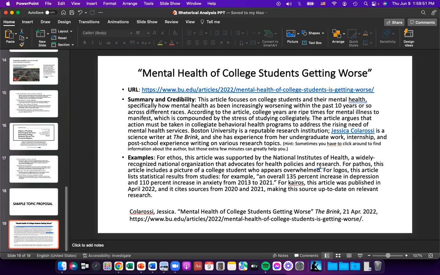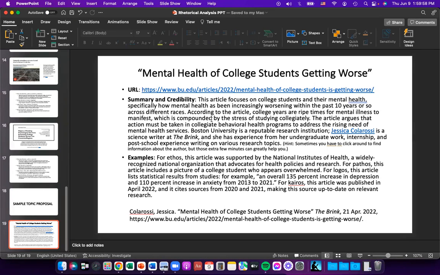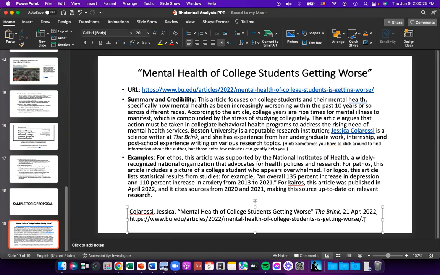For pathos, it includes a picture of a college student who looks distraught, looks overwhelmed somehow. For logos, it talks about statistical results from studies. So for example, we've got an increase in depression and an increase in anxiety. For Kairos, this was published in 2022 and it cites sources from 2020 and 2021, so it's up to date on relevant research. And just for funsies, down here I've got an example of how you would cite this in the MLA format.